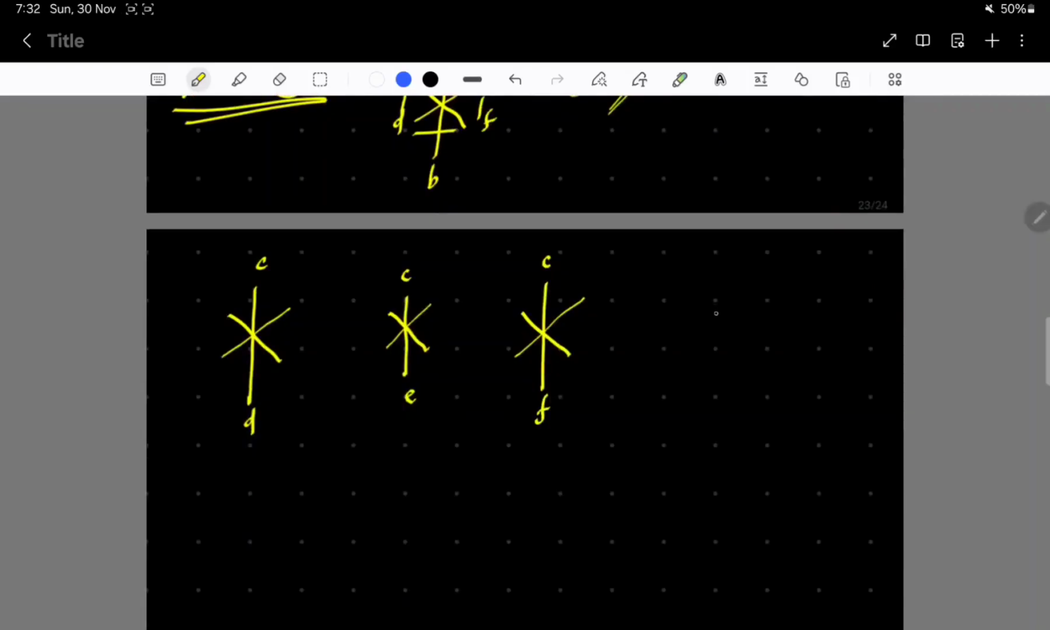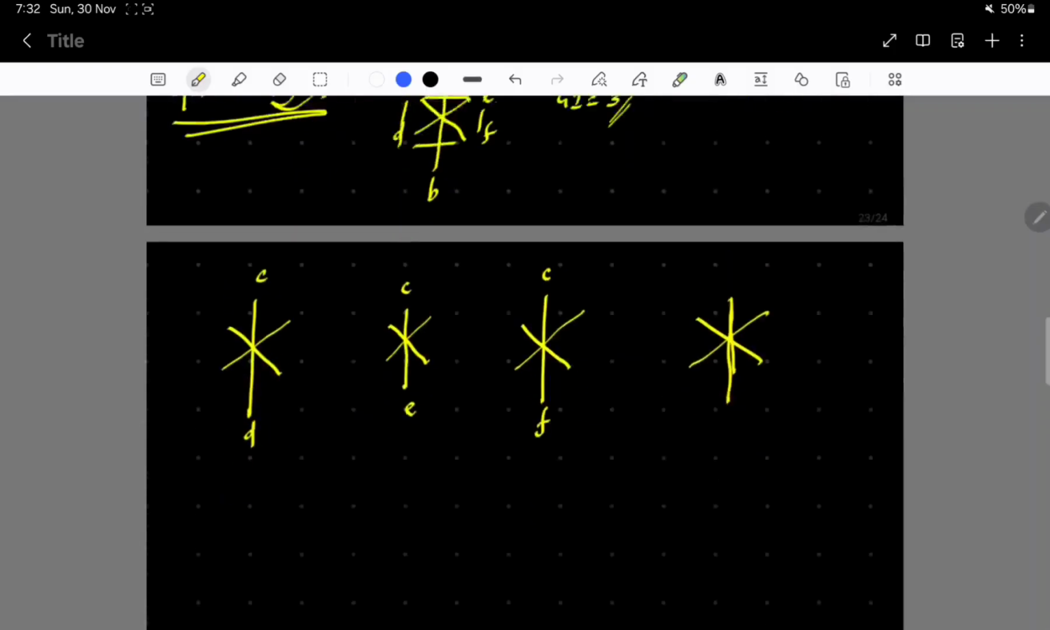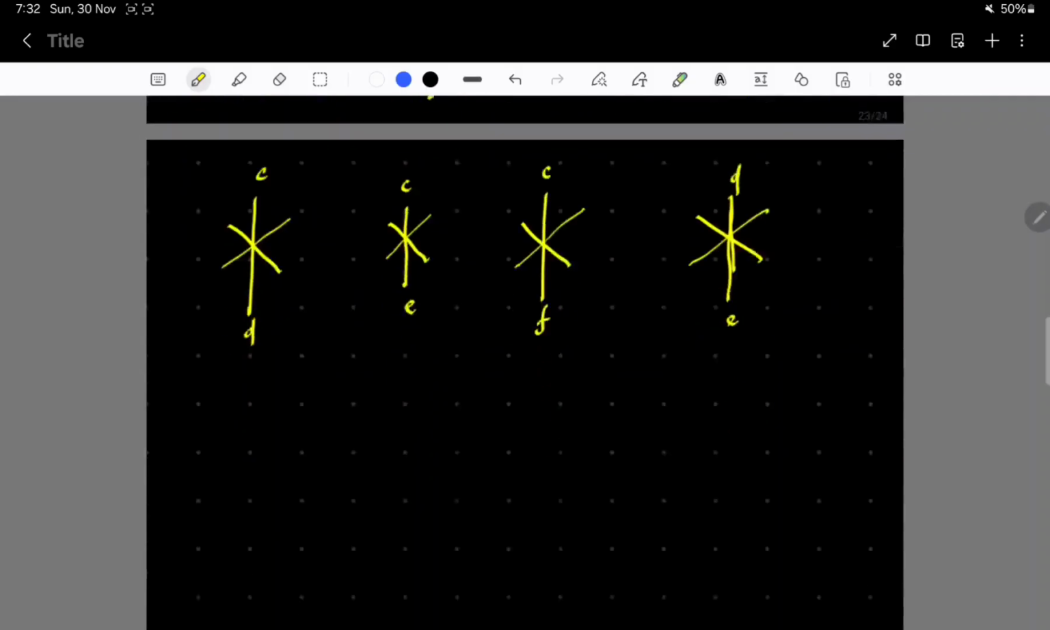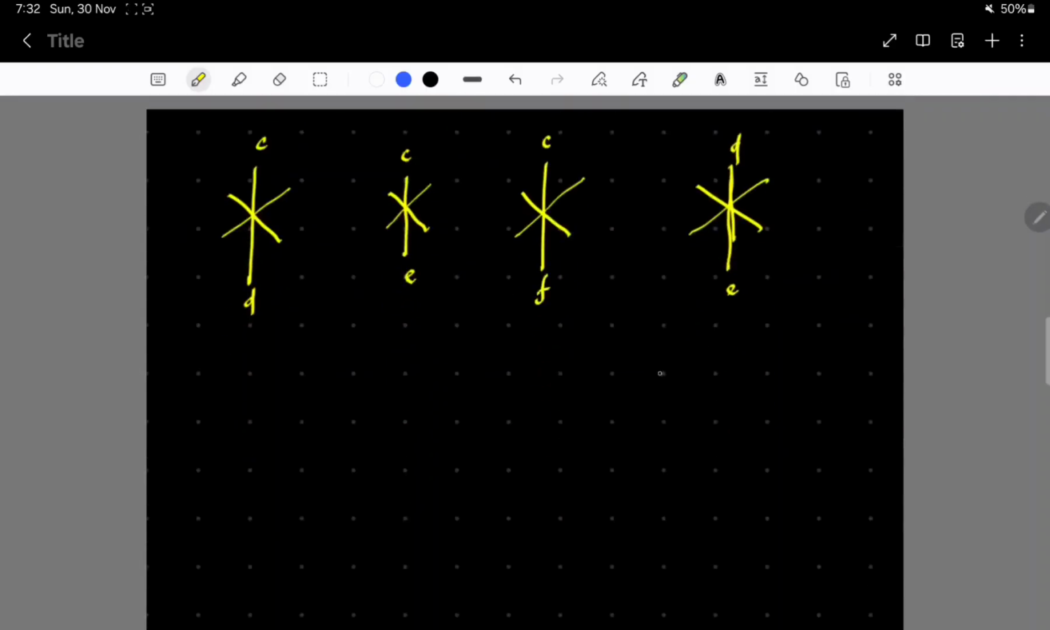Few more combinations here I am writing. These combinations you can write: C2D2E, D2E, and one more combination I can write, D2F. Now look, we will arrange all these ligands.